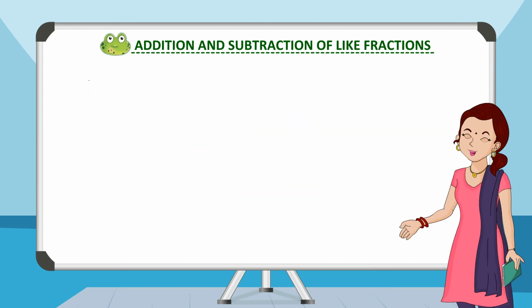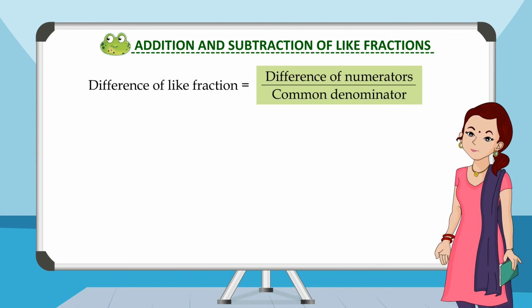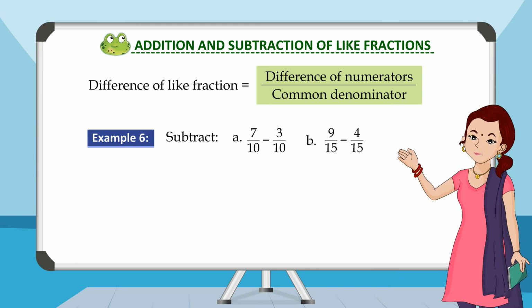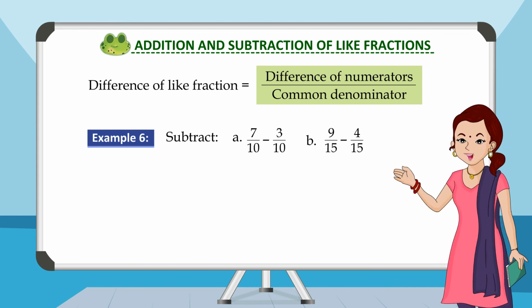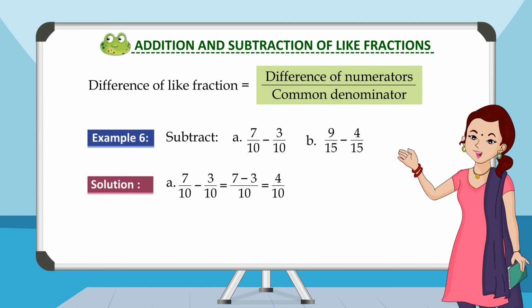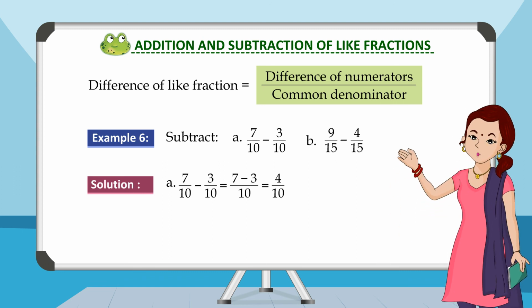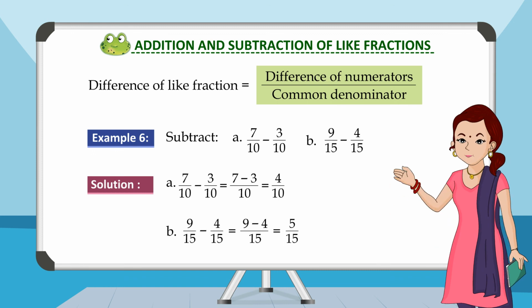Difference of like fractions. Difference of numerators upon common denominator. Example 6. Subtract. A. 7 upon 10 minus 3 upon 10. B. 9 upon 15 minus 4 upon 15. Solution. A. 7 upon 10 minus 3 upon 10 equals 7 minus 3 upon 10 is equal to 4 upon 10. B. 9 upon 15 minus 4 upon 15 is equal to 9 minus 4 upon 15 is equal to 5 upon 15.